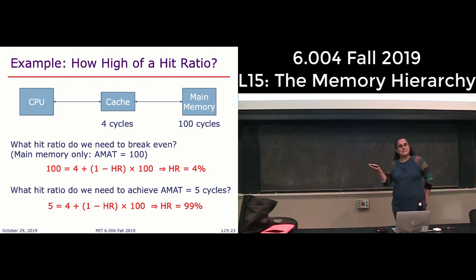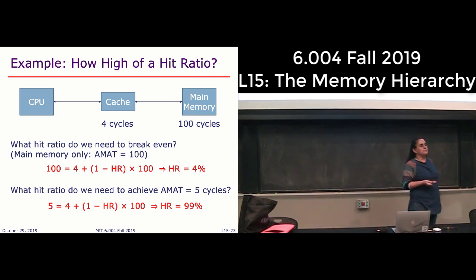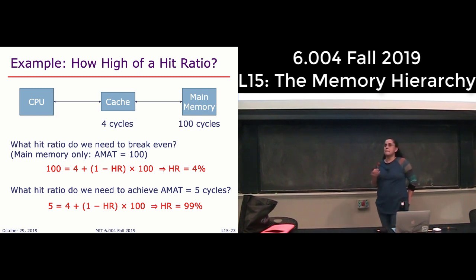Now this seems very high, and it is, but it turns out that because of locality, it's actually very feasible to get very, very high hit rates in our caches. And so our caches are actually able to dramatically improve the average memory access time of our memory systems.